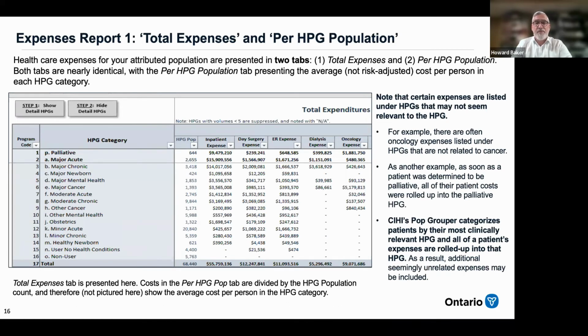Note that certain expenses are included within a specific HPG. They may not seem relevant to the HPG. For example, there are often oncology expenses embedded into HPGs that are not related to cancer. And this is a byproduct of CIHI's POP grouper, since it categorizes patients by their most clinically relevant HPG. All of the patient's expenses associated with other episodes of care that may not be specifically related to that HPG get rolled up into that HPG.